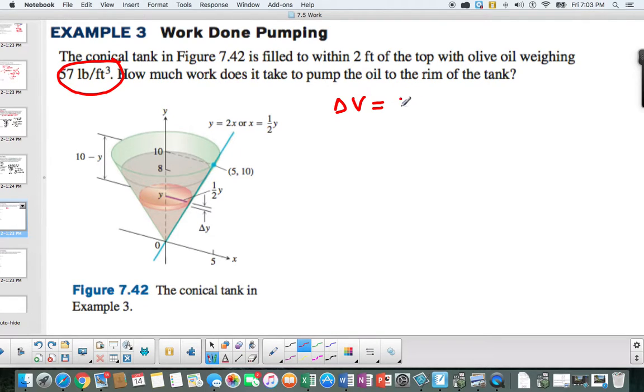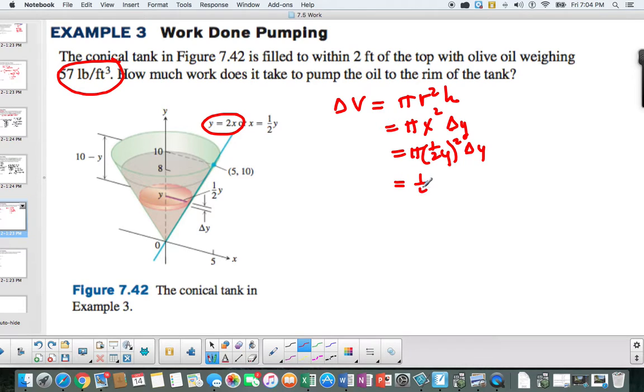So that looks like a cylinder, pi r squared h, and r will be an x, the x coordinate, and h will be a little width here, delta y, which tells me I need to make everything in terms of y. So I'm going to solve for x, and I'm going to put 1/2 y squared delta y, and then this is going to be 1/4 pi y squared delta y, and this is in feet cubed. All right, now that I know that it's feet cubed, I can set up a force.